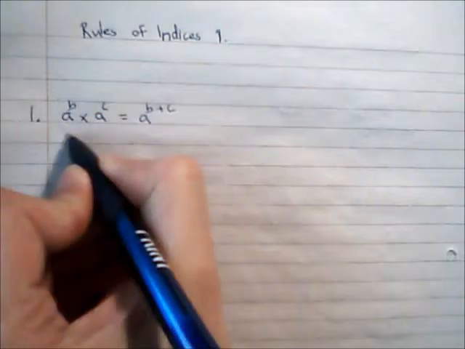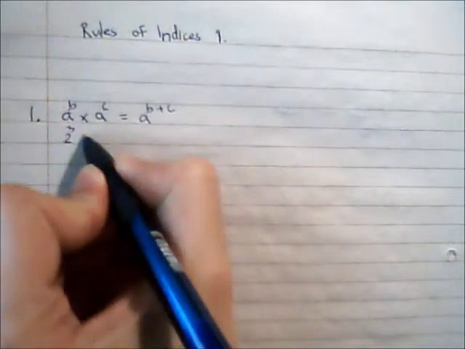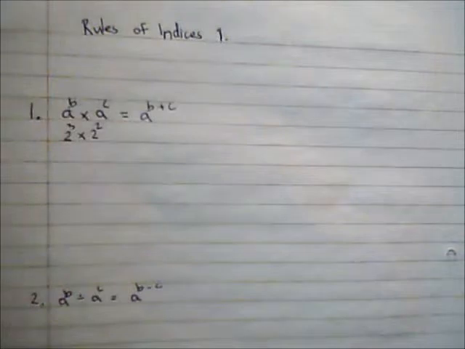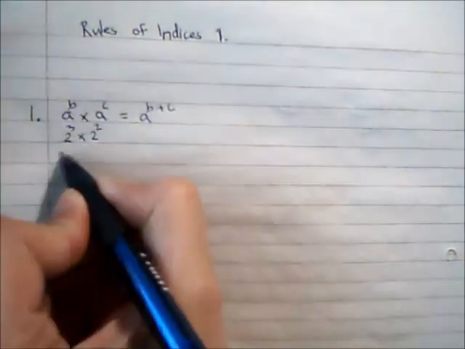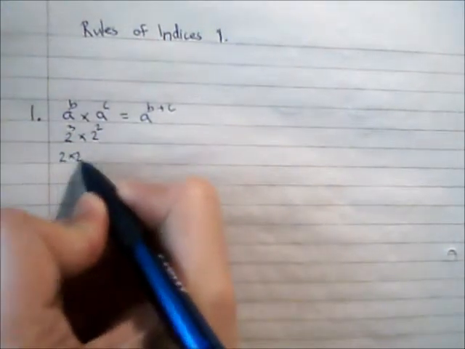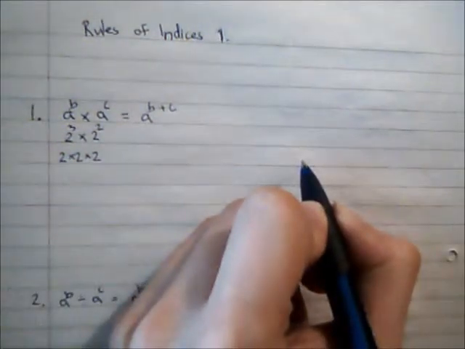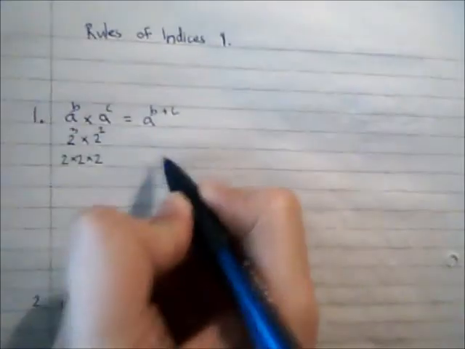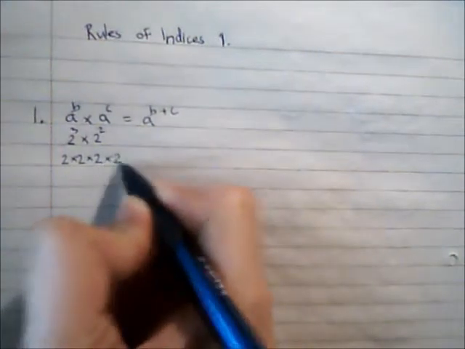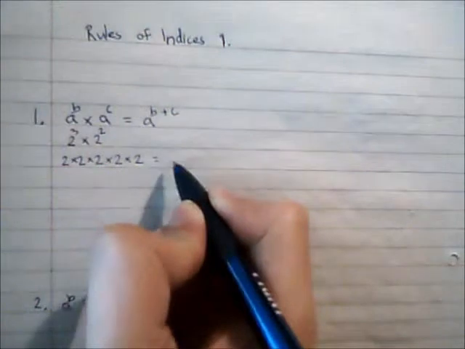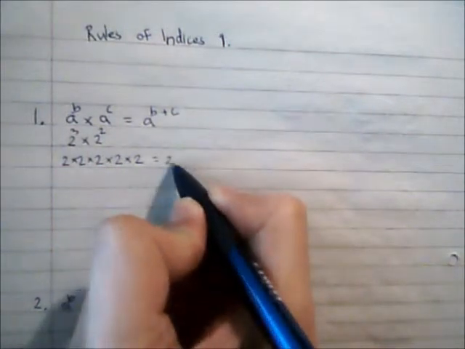So let's look at an example of, for instance, 2 cubed times 2 squared. And what we're saying is that is the same as 2 to the power of 5. So why would that be the case? Well, what does 2 cubed mean? It means 2 multiplied by 2 multiplied by 2. And what does 2 squared mean? Well, it means 2 multiplied by 2. So times 2 times 2. So in total, how many 2's are being multiplied together? Well, I have 5 of them.